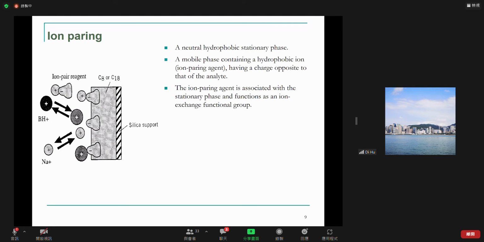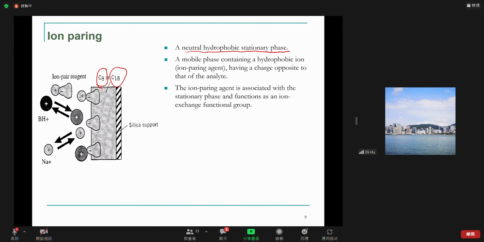So ion pairing, we actually have talked about that already. We talked about the two mechanisms for that, right? So here we're going to quickly go through. For ion pairing, the stationary phase is not charged. It is a hydrophobic, neutral one, normally C8 or C18. So ion pairing is actually where we use a reverse phase column to separate metal ions.